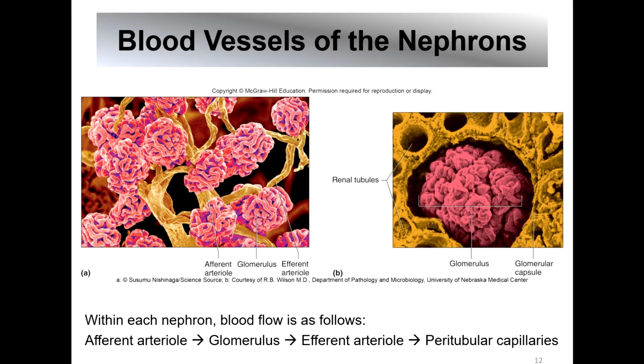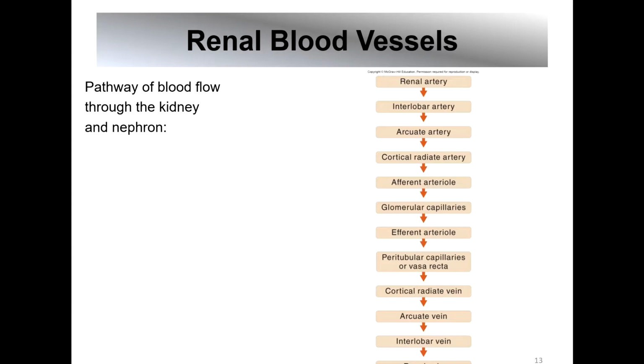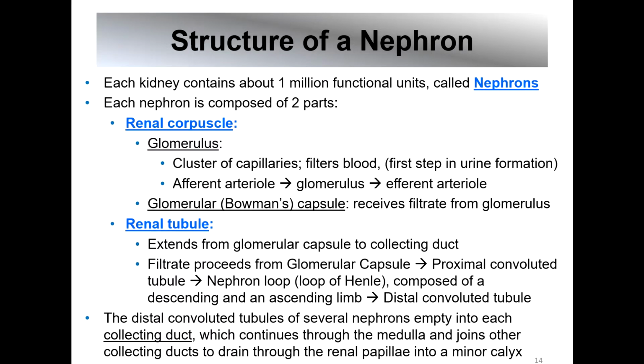Now in the corpuscle, blood flows in through the afferent arteriole, then through the glomerulus, then through the efferent arteriole, and that will rejoin with the peritubular capillaries. The peritubular capillaries are running alongside the tubule. We've talked about this already. This is the flow of blood. You can consult it if you want, but we've talked about it.